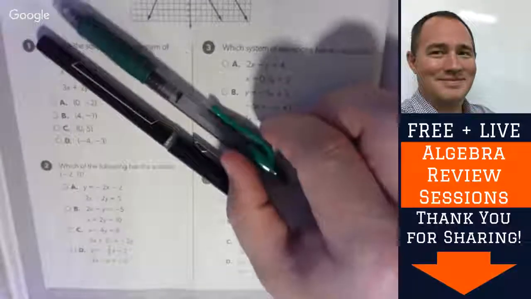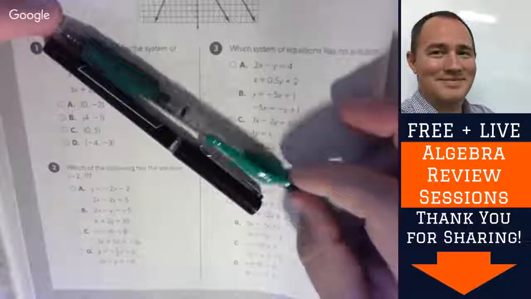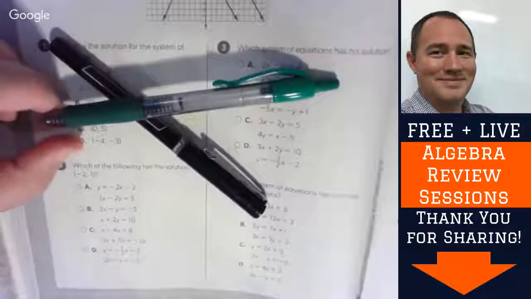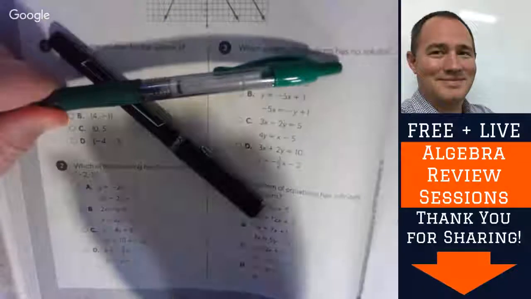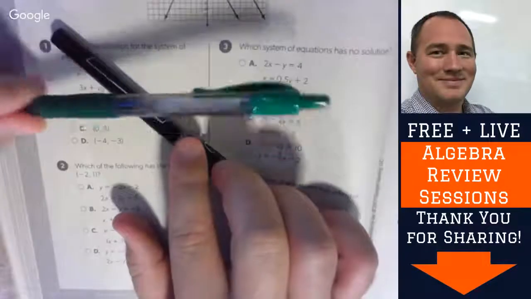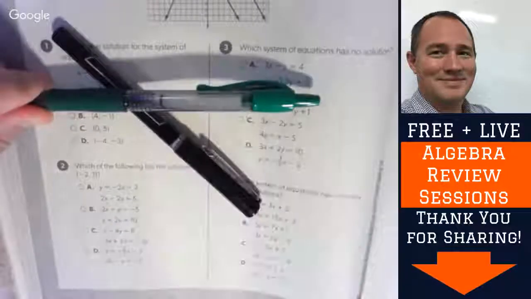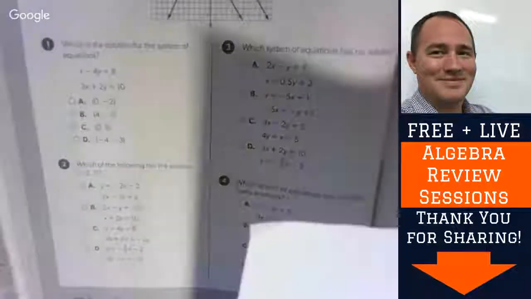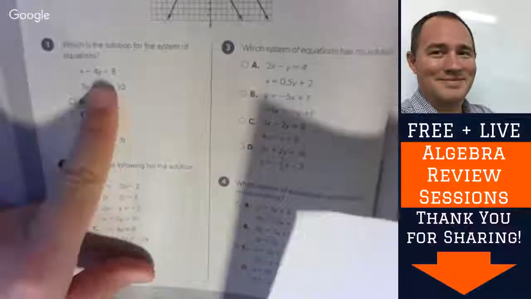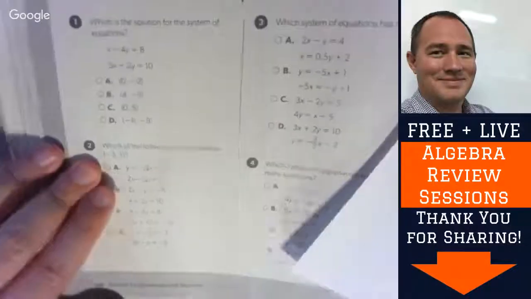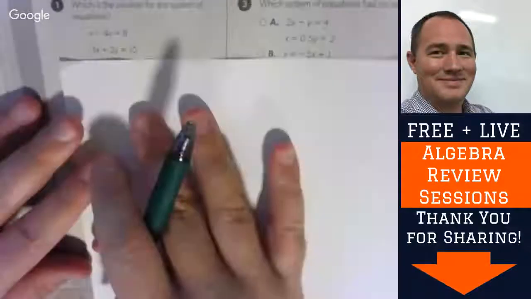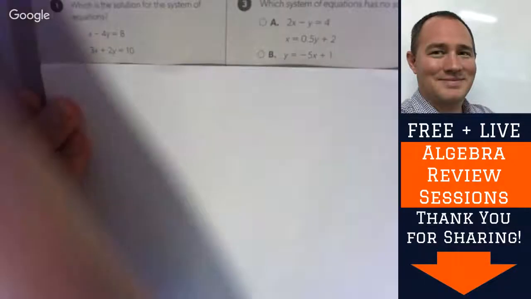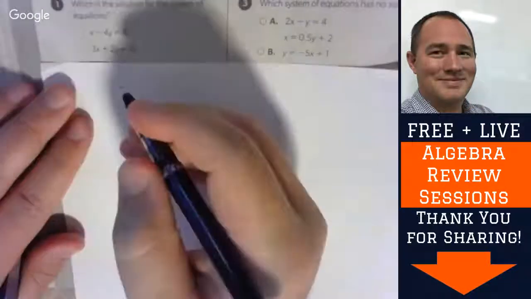Now the non-special case is when there's one solution, and that's typically what we're looking for. We're looking for that one point in space and time where the two lines cross and they have exactly one point in common. So let's see if we can find the coordinate where these two lines meet. Let me copy them down, and I'll get the book out of the way so it's a little easier to write.